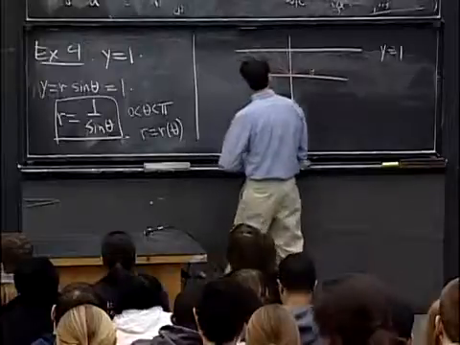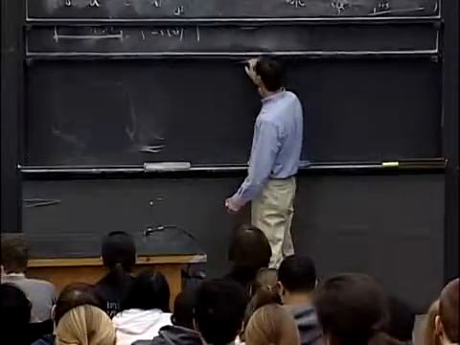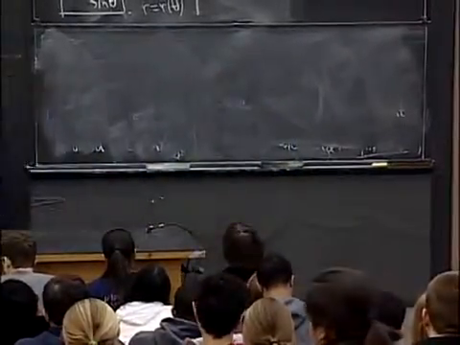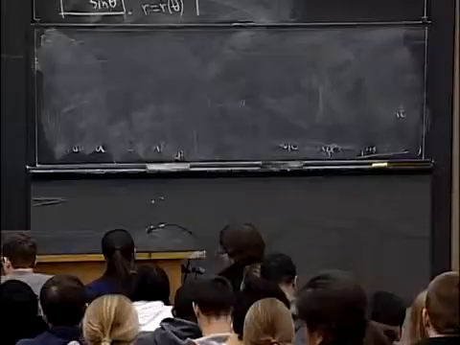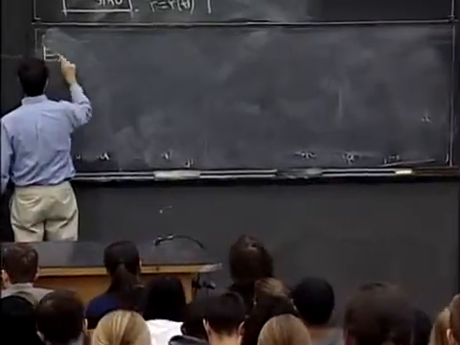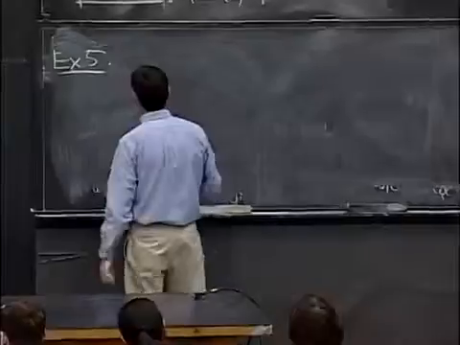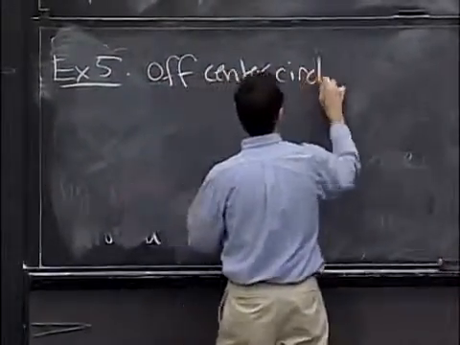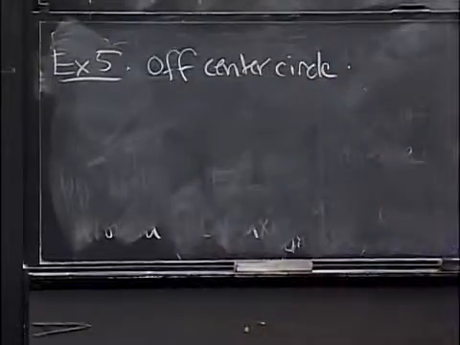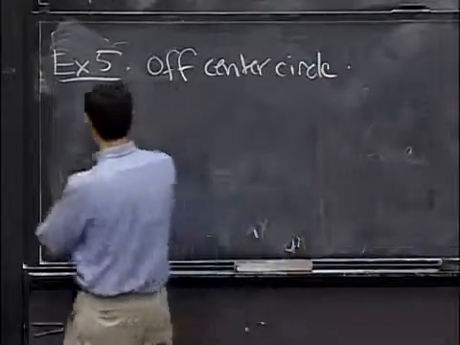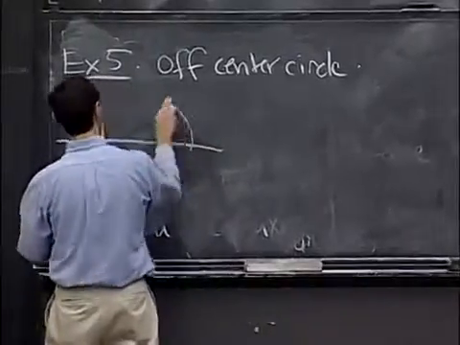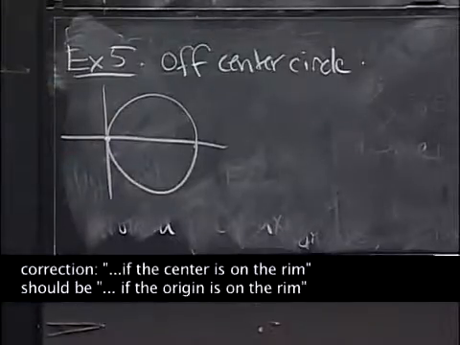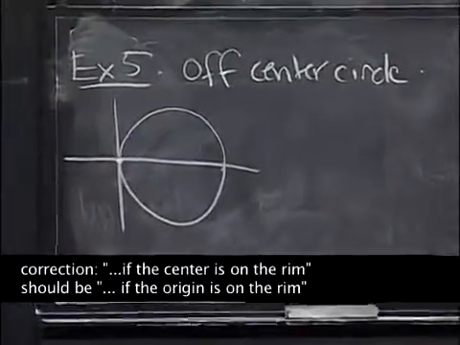All right. So now let me give you a slightly more complicated example of the same type where we use a shortcut. This is a standard example, and it comes up a lot. This is an off-center circle. A circle is really easy to describe, but not necessarily if the center is on the rim of the circle. All right, so that's a different problem.